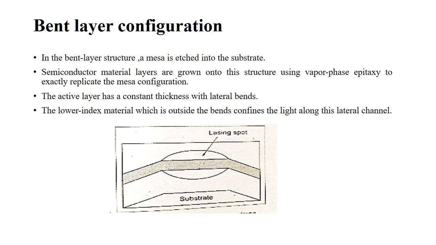The last one is bent layer configuration. In this bent layer configuration structure, there is a wide substrate. The semiconductor material layers are grown onto this structure using vapor phase epitaxy to exactly replicate the mesa configuration. So the active layer has a constant thickness with lateral bends.